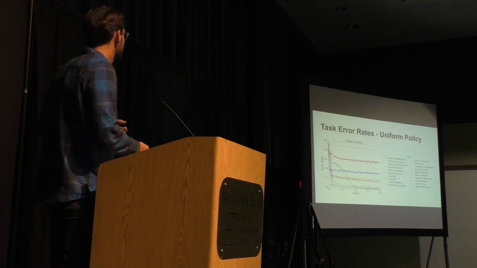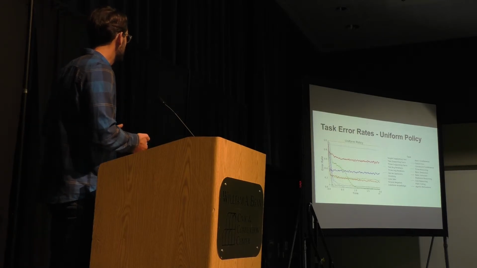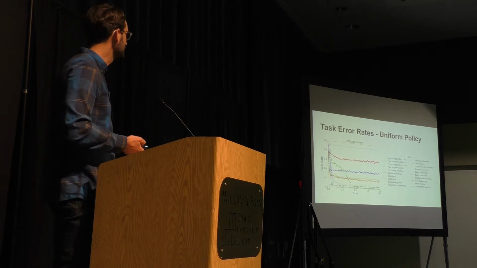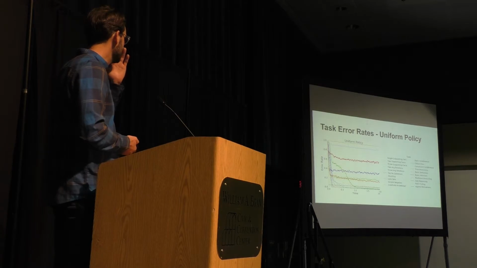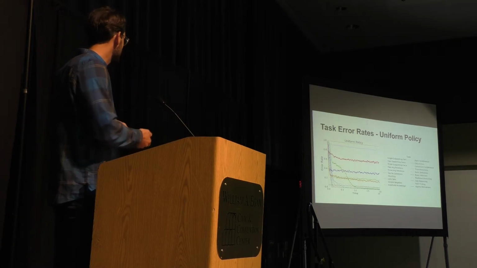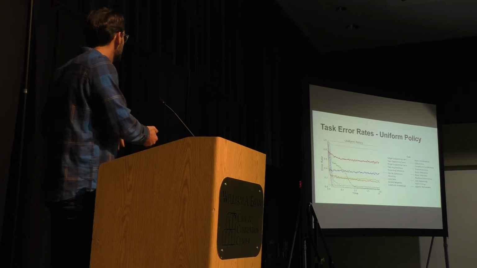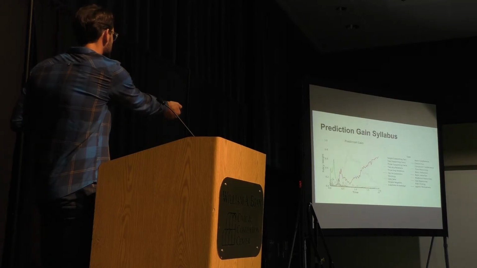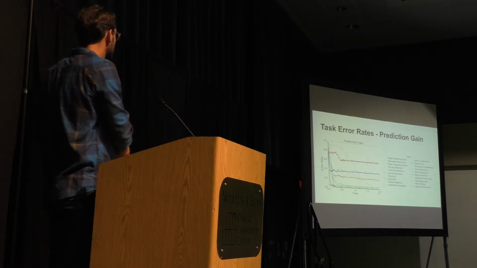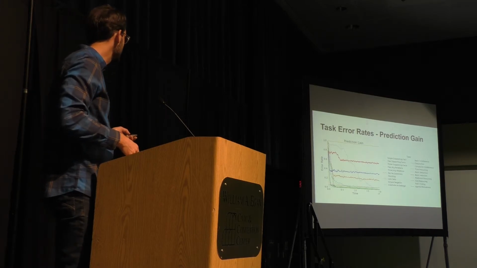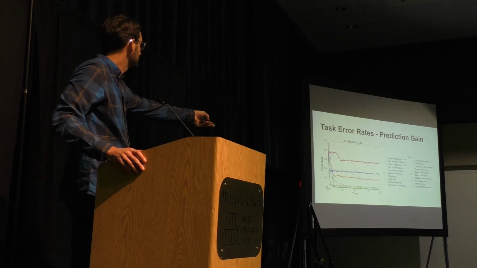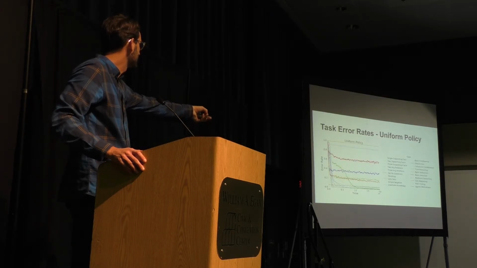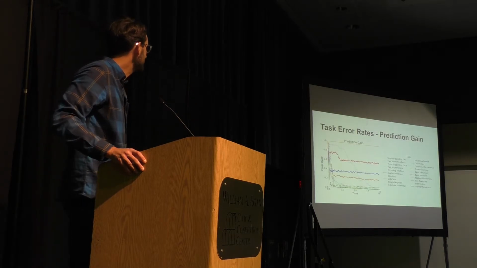And if we look at the progress of the network, this is the error rates for the uniform policy for the 20 different tasks. You can see it gets some of them quite quickly, and then others it just seems to get stuck. But if we compare that with the error rates you get from prediction gain, it looks quite different. First of all, the tasks that are solved quickly with uniform sampling are solved even more quickly with prediction gain. So you see these tasks there at the bottom left.